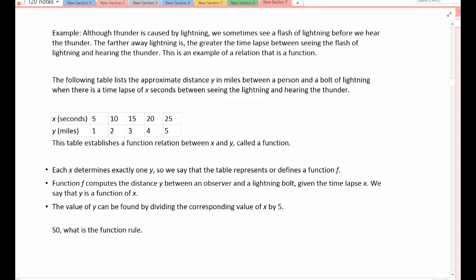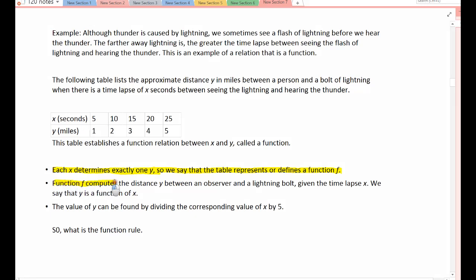It is a function. The reason why it is a function is because it satisfies the following information. First of all, each x determines exactly 1 y. So if you look at the table, for 5 seconds, there's one distance that goes with it. After 5 seconds is a distance of 1 mile. 10 seconds is a distance of 2. So there's only one y value for every x value. There's only one distance for every time elapsed.